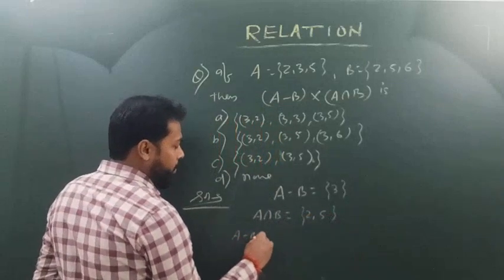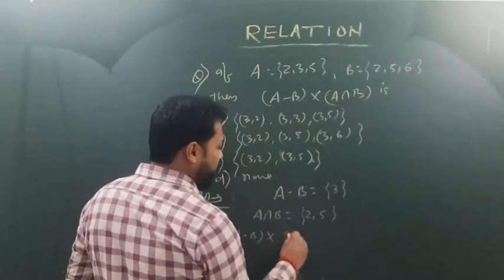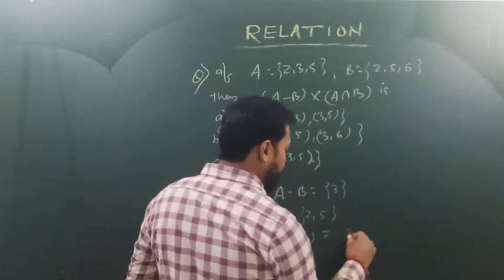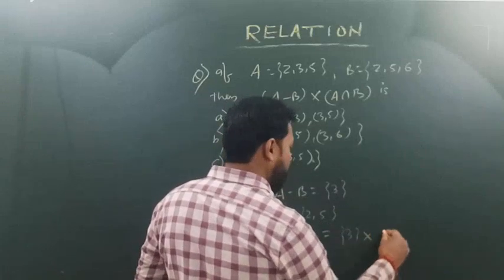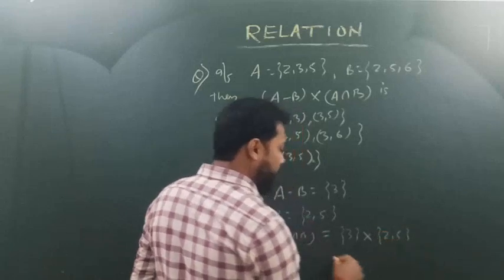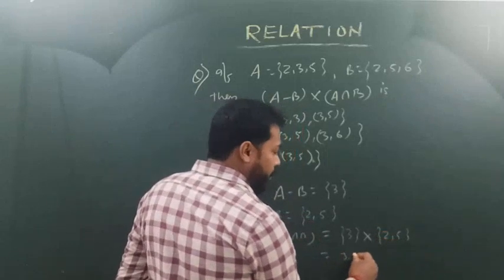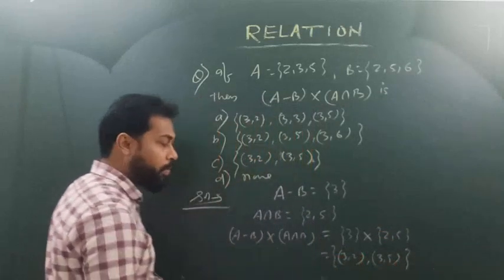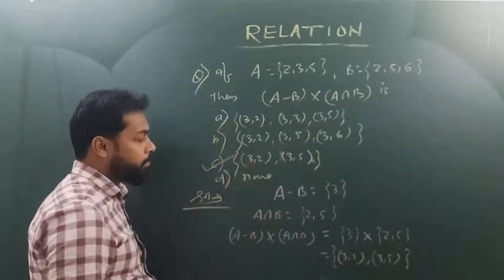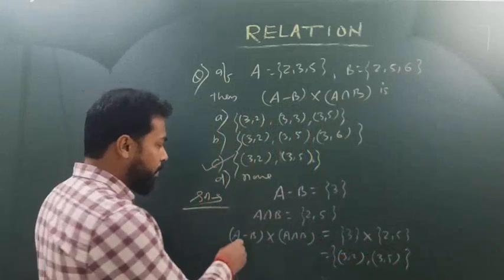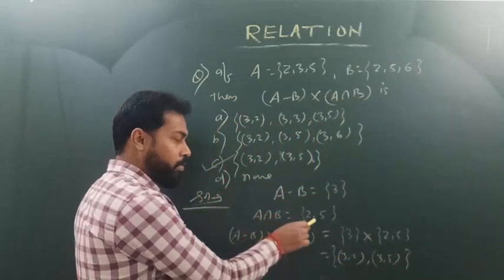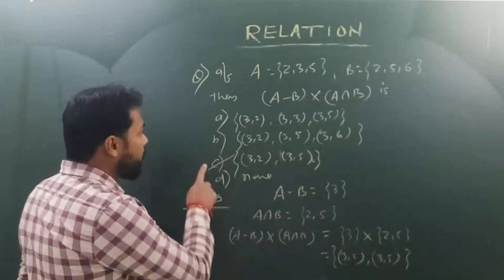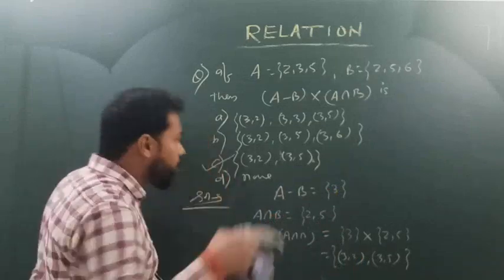So (A minus B) cross (A intersection B) will be equal to {3} cross {2, 5}. This will give (3, 2) and (3, 5), the Cartesian product. So option C is the correct option. The Cartesian product of A minus B, which is 3, and A intersection B, which is 2 and 5, is (3, 2) and (3, 5). So option C is the correct option. Next question.